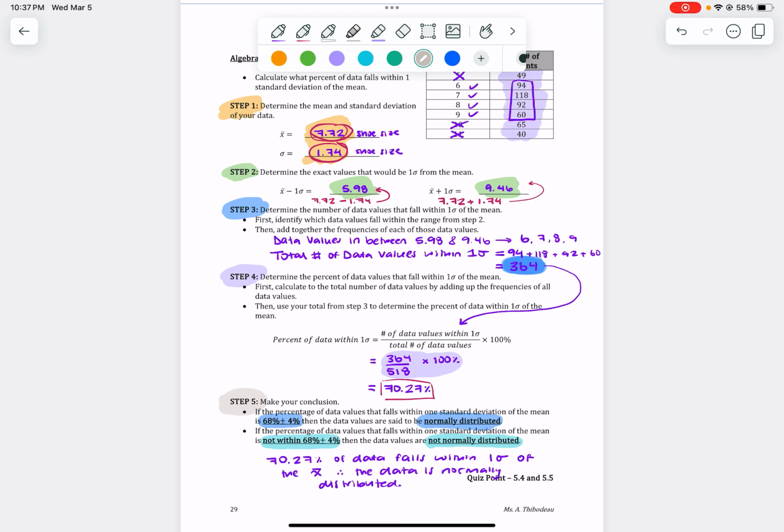There's practice that follows. Please work on that. Next time we see each other, we are going to discuss a quiz date for 5.4 and 5.5.